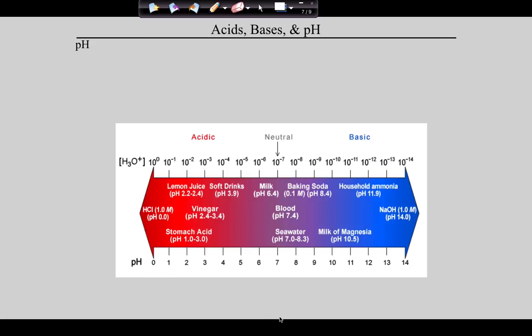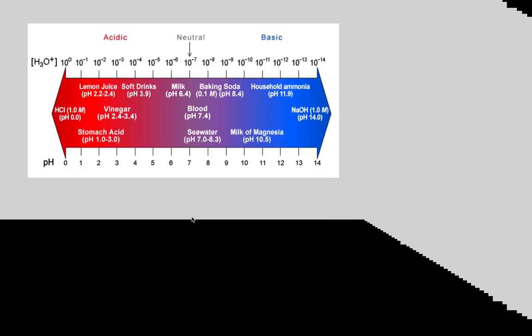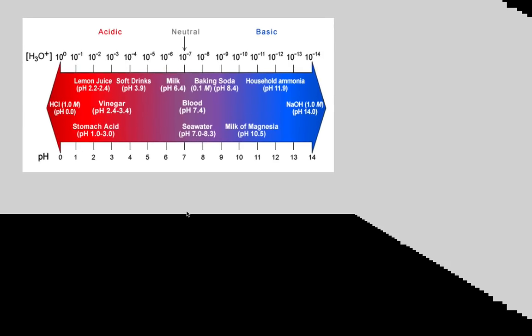So here we go, pH scale. Check out what you've got. Across the top, we've got hydronium ion concentrations, and across the bottom, we've got pH. Let's go to stomach acid. Right here is stomach acid, and stomach acid has a pH of 2. What does that mean? Well, that means the hydronium ion concentration is 1 times 10 to the negative second.